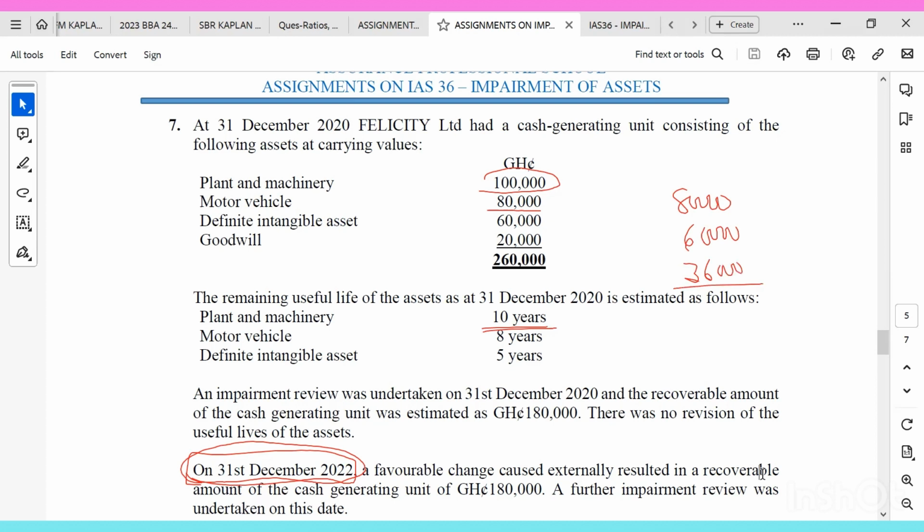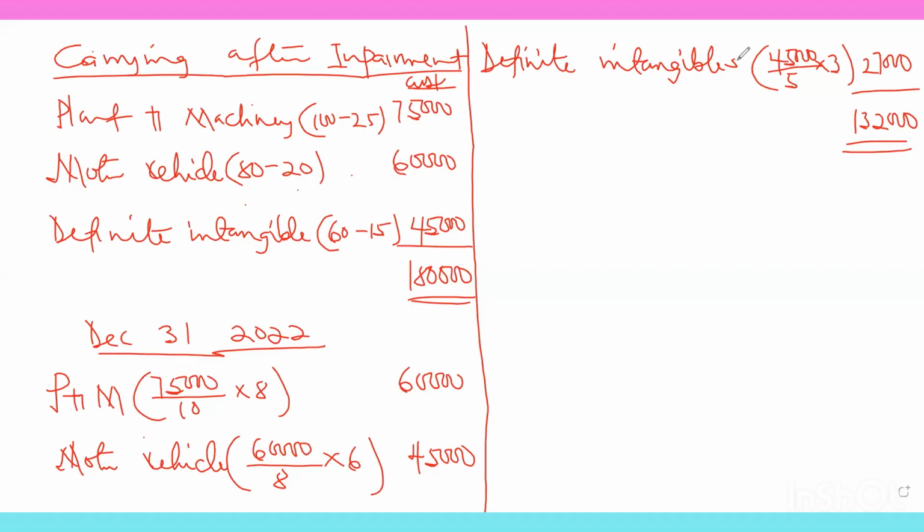So the question is, if there were no impairment, what should have been the total carrying value? 176. That would have been 176. But what is the new recoverable amount now? 180. Okay, so you ask yourself, if there was no impairment, what should have been the carrying value? It would have been 176,000, and the recoverable amount now is 180,000.